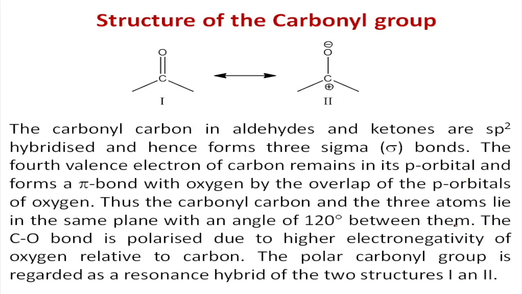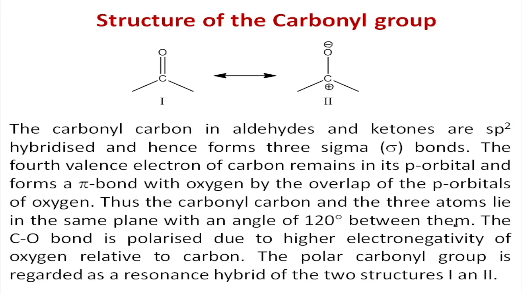Structure of the carbonyl group: the carbonyl carbon in aldehydes and ketones is sp2 hybridized and hence forms 3 sigma bonds. The fourth valence electron of carbon remains in its p orbital and forms a pi bond with oxygen by the overlap of p orbitals of carbon and oxygen.